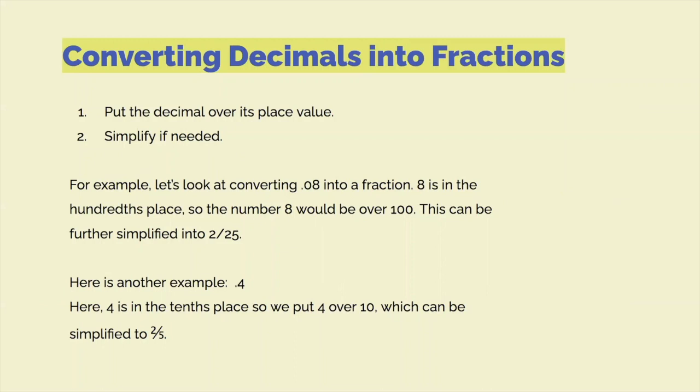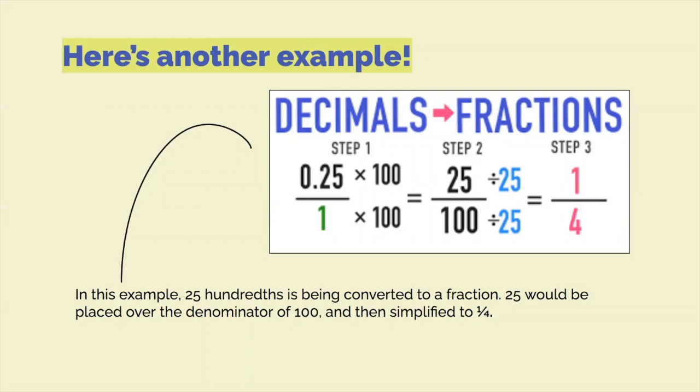So for example, let's look at converting 0.8 into a fraction. 8 is in the hundredths place, so the number would be over 100. This can be further simplified to 2 over 25. Here's another example, 0.4. Here 4 is in the tenths place, so we put 4 over 10, which can be simplified to 2 over 5. Here's another example. In this example, 25 hundredths is being converted into a fraction. 25 would be placed over the denominator of 100, and then simplified to 1/4 by dividing by 25.